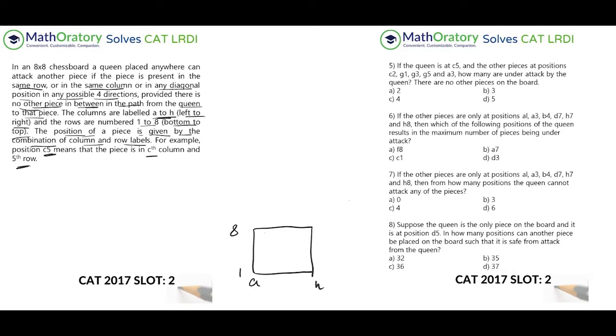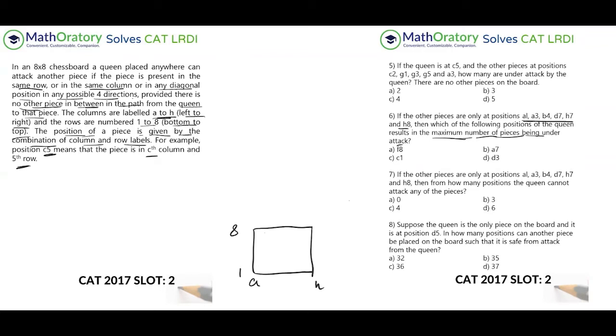Wow. I would say 6 is tougher than 5, because for 5, at least from C5, I can think of which pieces the queen is attacking. But for question number 6, I hope you understood the question. It says the other pieces are at these positions. So these are the pieces in each of these positions. Then which of the following positions of the queen results in a maximum number of pieces being under attack? You have to evaluate the options and figure out which one is attacking the most number of pieces. So I would say 6 is a little more calculative than 5th.